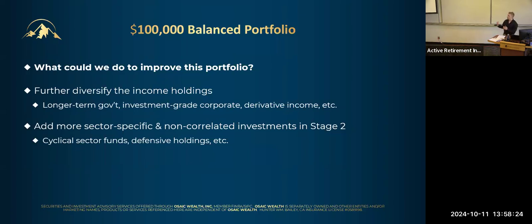You could also add something like derivative income. That's a fund that I didn't show on here, but that I am using, something like JEPI, which is a fund where JP Morgan is investing in stocks in the S&P 500 and then selling options on those stocks in order to generate some extra yield.